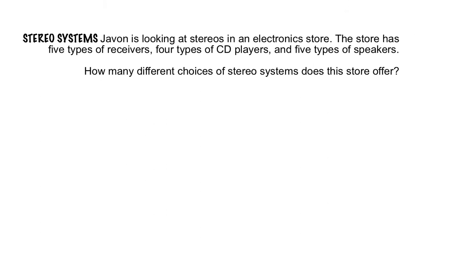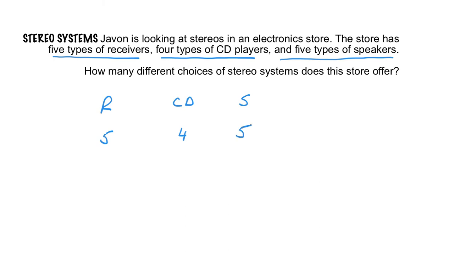In this example, we have stereo systems. Javon is looking at stereos in an electronics store. The store has 5 types of receivers, 4 types of CD players, and 5 types of speakers. How many different choices of stereo systems does this store offer? So receivers, you have 5. CD players, you have 4. Speakers, you have 5. You multiply through. 5 times 4 times 5 is 100 different stereo systems that are possible to buy from this store. As we go through these examples, please pause before I show the answer and see if you can get there before I show you.